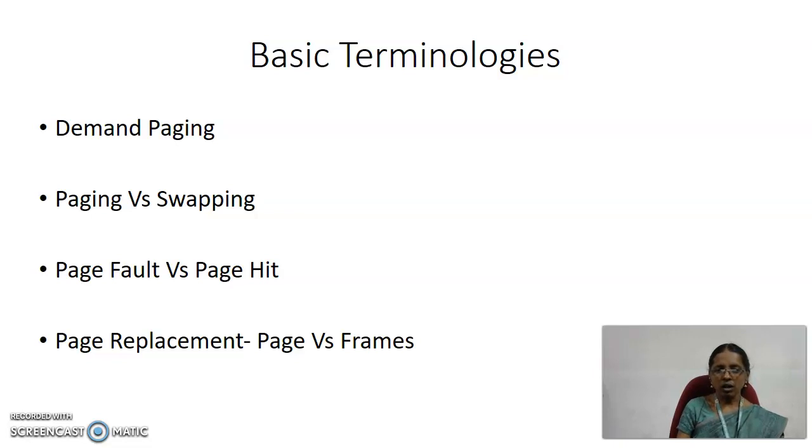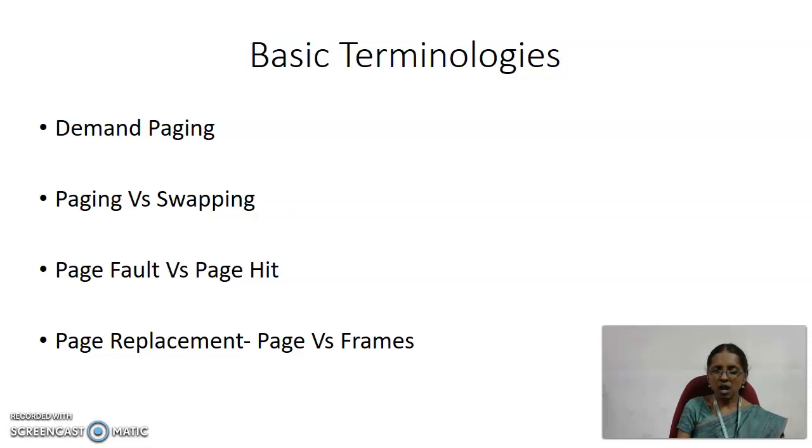Now let us take a scenario where the main memory doesn't have any space. It is fully occupied. The main memory is divided into equal size partitions called frames. Let us take that my main memory can accommodate 3 frames, and let us assume all the 3 frames are occupied. Now if the CPU wants to execute a process, say for example page 3.